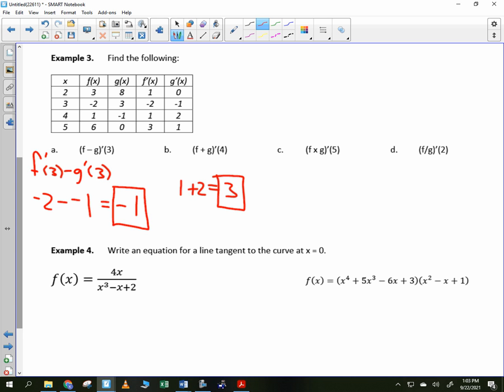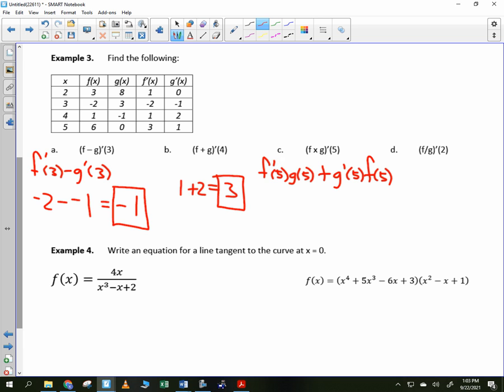Okay, so let's look at what happens for letter C. Naturally, can you understand why people want to do f prime of 5 plus g prime of 5? Because that's what we did for addition and subtraction, right? But what we learned is you have to use the product rule. So we'll do the product rule. So that would be f prime of 5 times what? G of 5. Plus g prime of 5 times f of 5. Excellent.